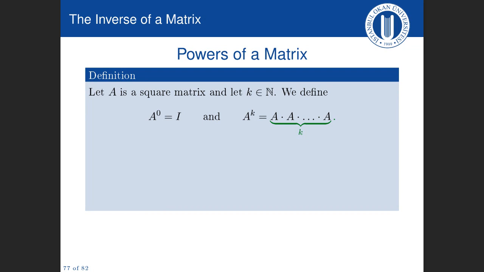So similar ideas as for numbers. Remember, for numbers, we might do 3 to the power 0 is equal to 1. For matrices, we don't have a 1 matrix, but we have an identity matrix. These are the same idea.